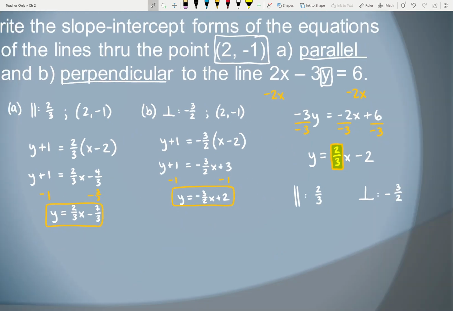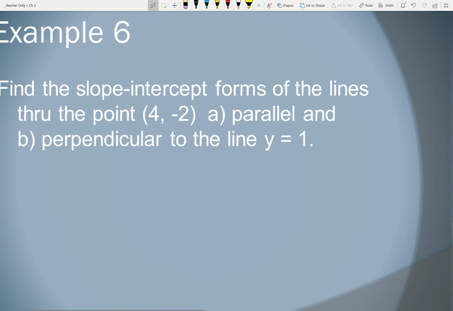Okay, so just to summarize there, if I give you the equation of the line written in standard form, you're going to have to isolate y to get it to look like your slope-intercept, your y equals mx plus b form. And then we're going to pick out the slope. We're going to figure out what it would take to be parallel or perpendicular by changing those slopes accordingly, and then use the point-slope formula to get our final answer.